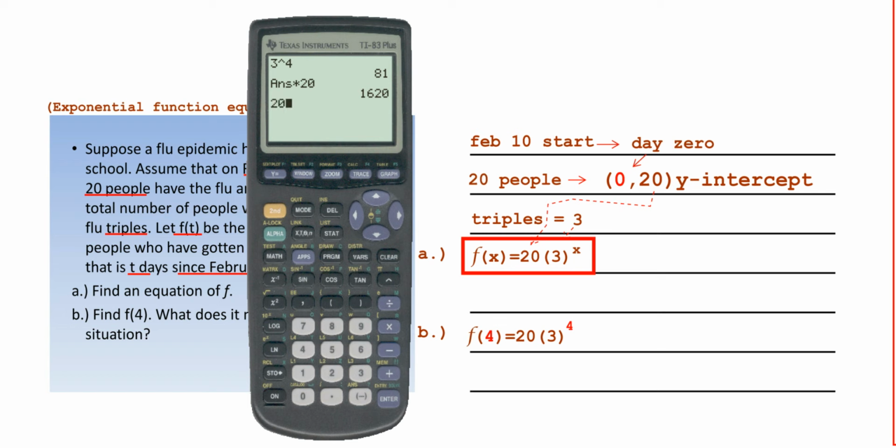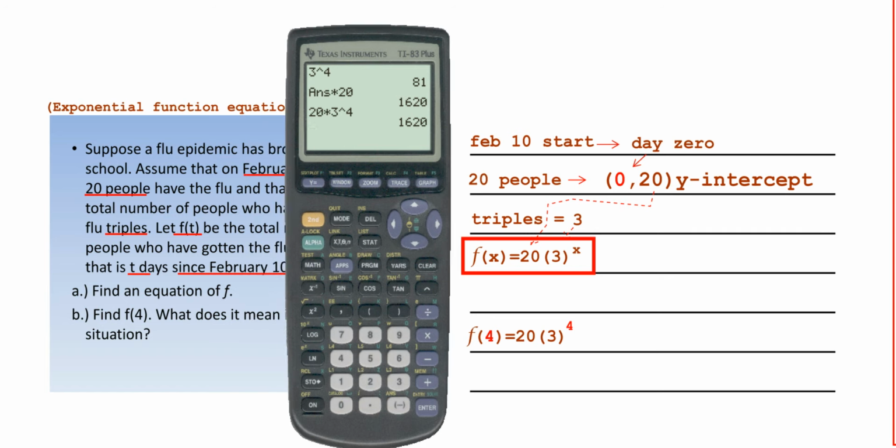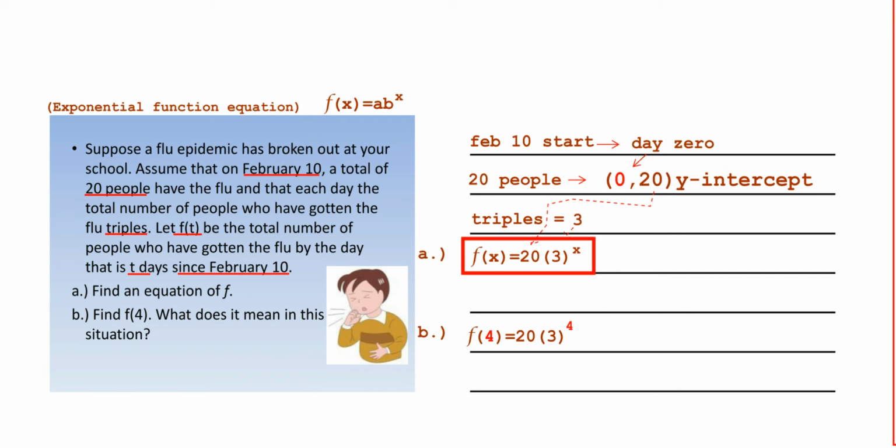Or otherwise we could have done it all at once. 20 times 3, then caret key, to the power of 4. And hit enter. If you have a TI-84, the only difference is it doesn't show your caret key, it instead raises it up for you into an exponent. But it gives you the same answer. And look at that. So in this case then, once again, 3 to the fourth gave us 81. 81 times 20 gave us 1620. By the fourth day, there were 1620 sick people from the flu, agreed?